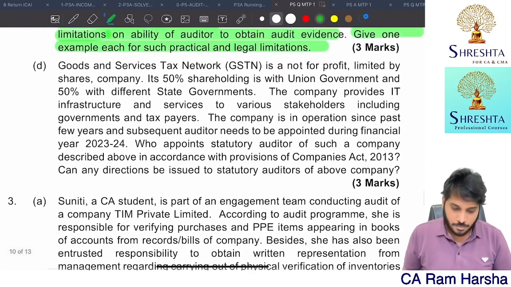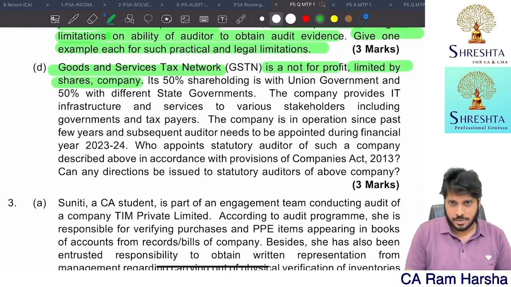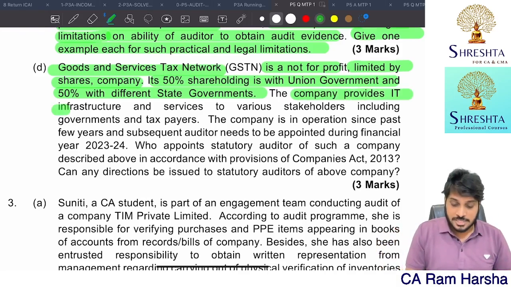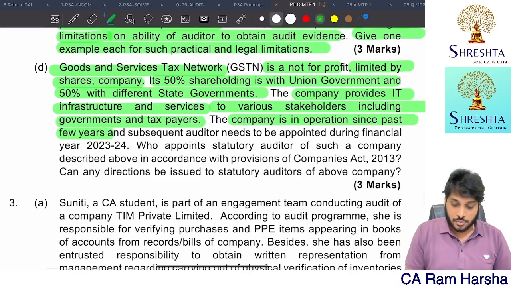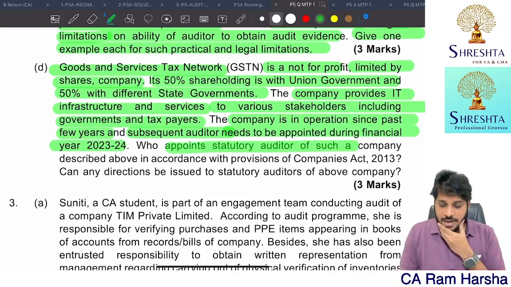Next, 2D. Goods and Services Tax Network is a non-profit company limited by shares. Its 50% shareholding is with the Union and 50% with the states. A combination of central and state governments owns 100%. It's a government company. The company provides IT infrastructure and services to various stakeholders, including government and taxpayers. The company has been in operation for the past few years, and subsequent auditors need to be appointed during the year. Who appoints the statutory auditor of such a company in accordance with the provisions?